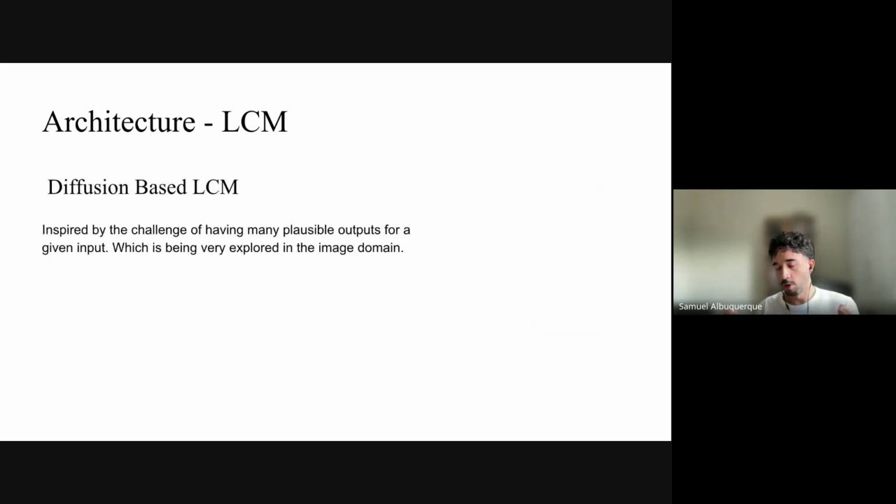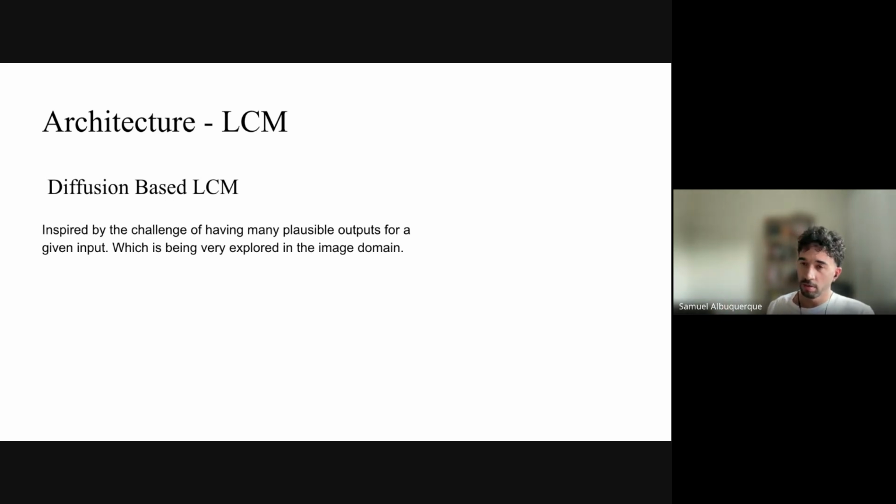So because of this problem, they were inspired to create the second architecture, which is the diffusion-based LCM, inspired by the challenge of having minimal plausible outputs for a given input. And this challenge is very explored in the image domain. So if you ask, for example, an image generator to create an image of a cat, there are a lot of possible, still valid answers for this cat. I want a black cat going down the hall. There's a range of almost infinite possible good answers to this prompt.